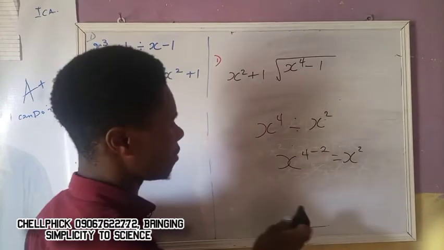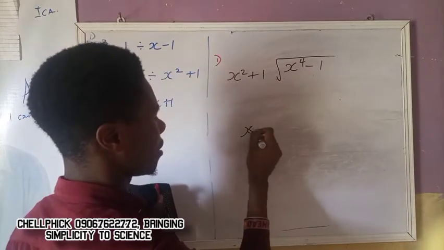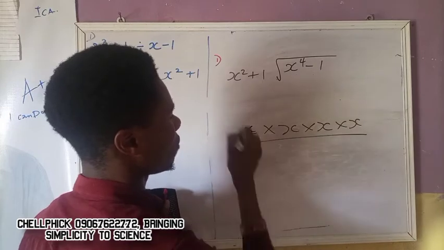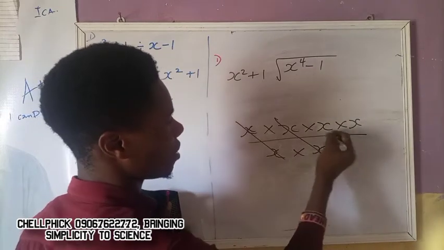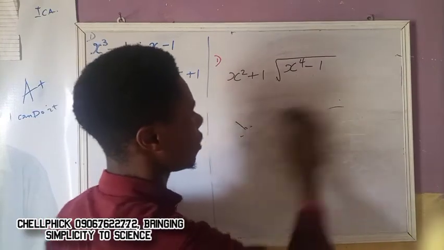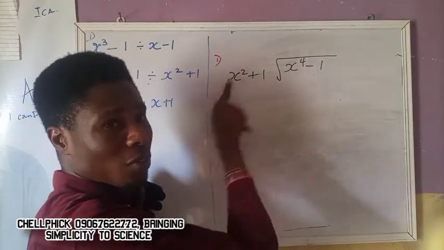If you don't understand this method, it's the same thing as saying x raised to power 4 means x times x times x times x, divided by x squared, which means x times x. So this will cancel this, and this will cancel this. We are left with x raised to power 2, that is x times x. So you see, I did not focus on the number, I'm focusing on the first letter, simple.